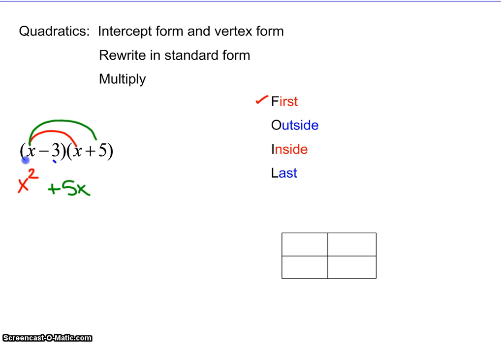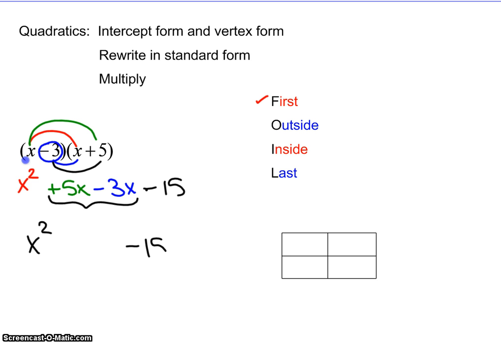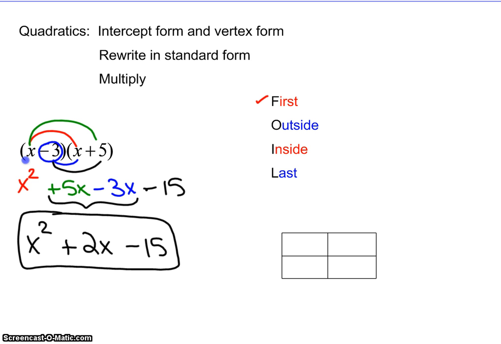The I stands for insides. Now, when I'm doing the insides and dealing with this 3 here, you have to take the sign with it. So it's negative 3 times x. And then finally, I take the L, which is my last term, times my last term. So negative 15. Okay. And in general, you're going to be able to combine the two pieces on the inside to now get a quadratic expression in standard form.